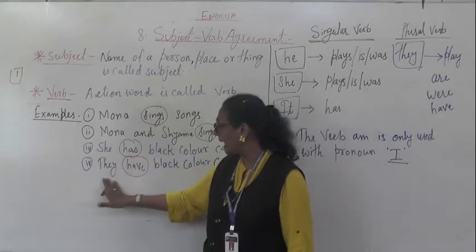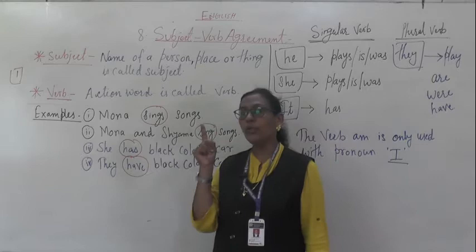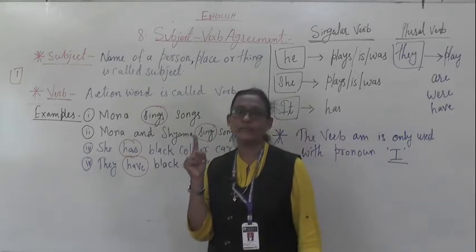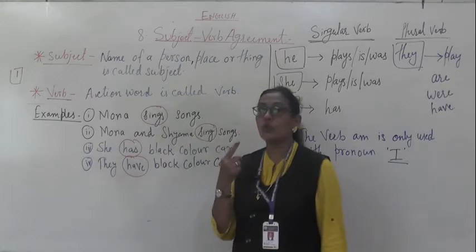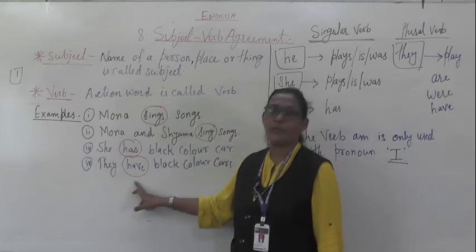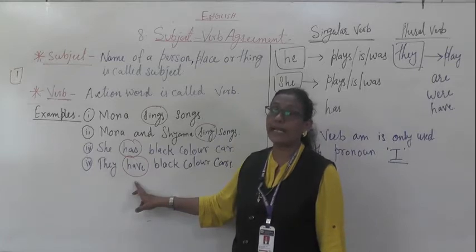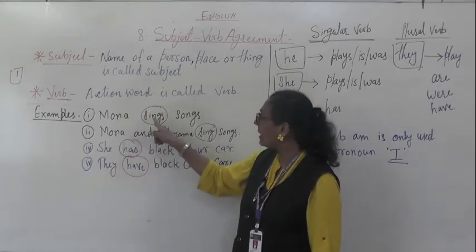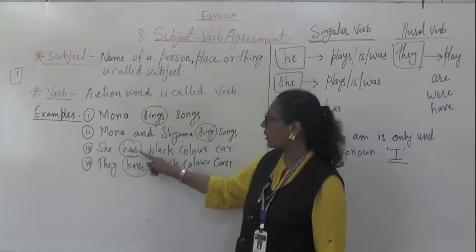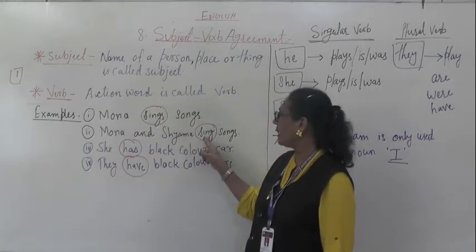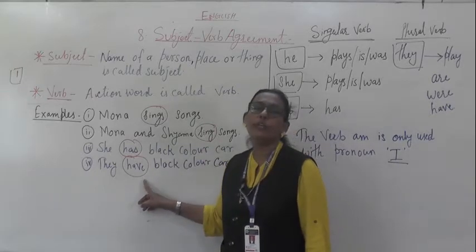Now here, they have black color cars. They is a plural subject, more than one person. So they have. Which verb agrees here? The plural verb. Has is a singular verb. S-I-N-G, sing, is a plural verb. H-A-V-E, have, is a plural verb.